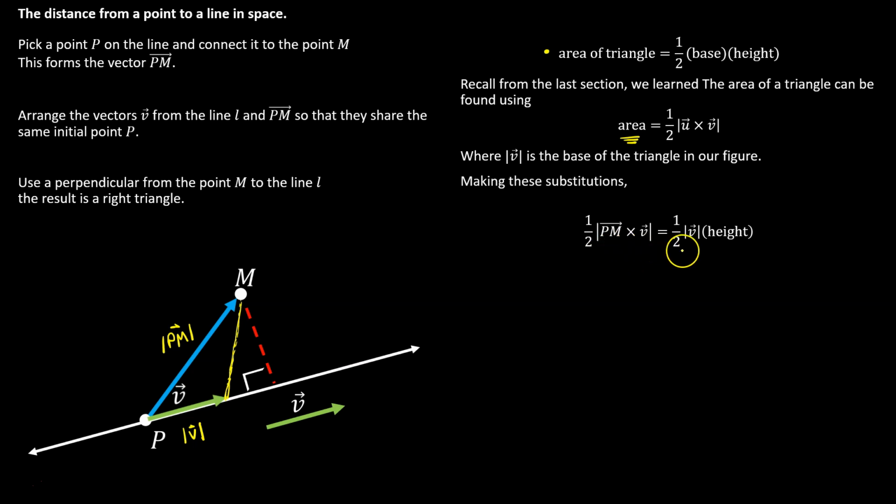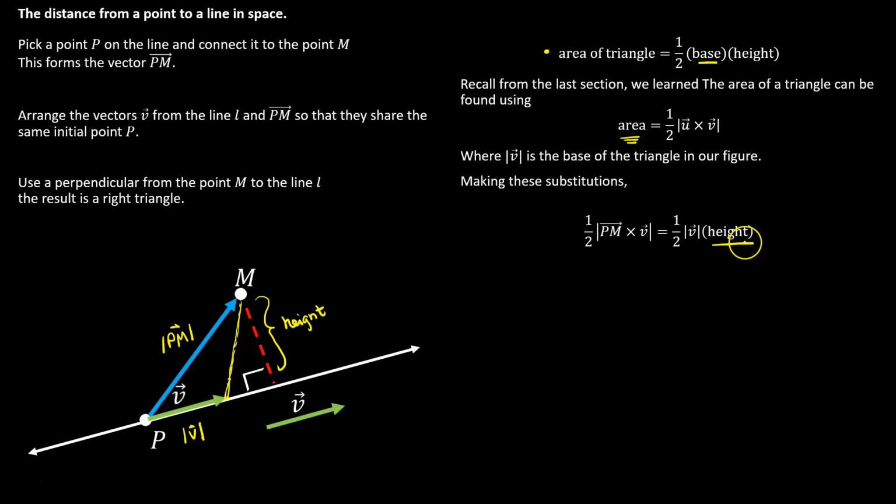And then on the right-hand side, we've replaced what we were calling the base in the initial area of a triangle equation. We've replaced it with the actual value for the base, which is magnitude v. The only thing we do not know in this equation is the height, and that's exactly what we're looking for. The height is this red dashed line. So, because it's the only unknown in the equation, we can solve this for that value.